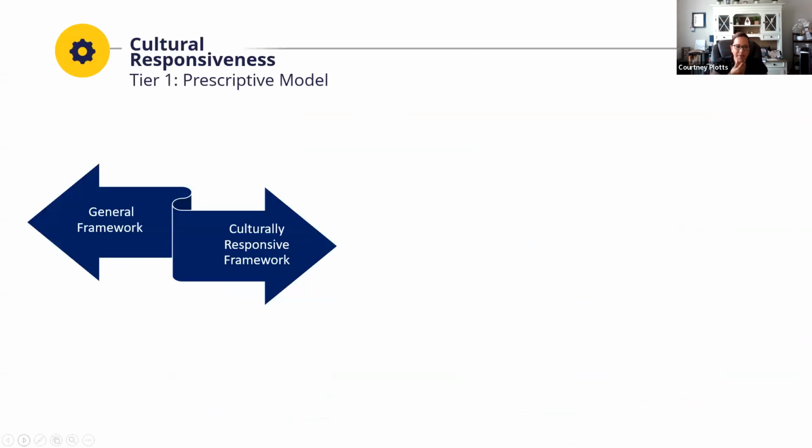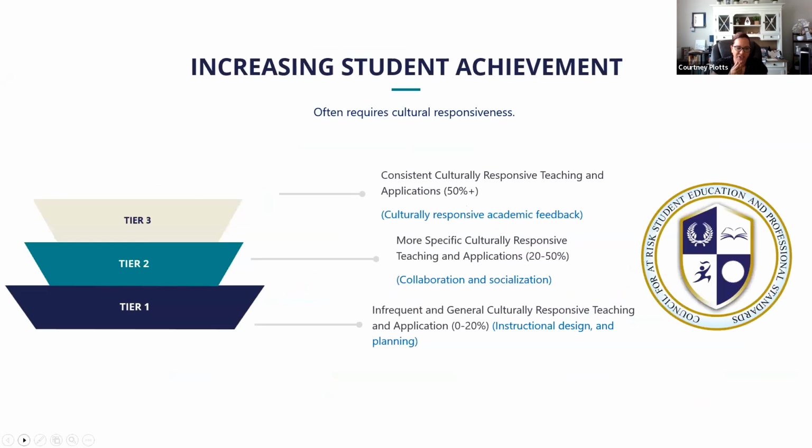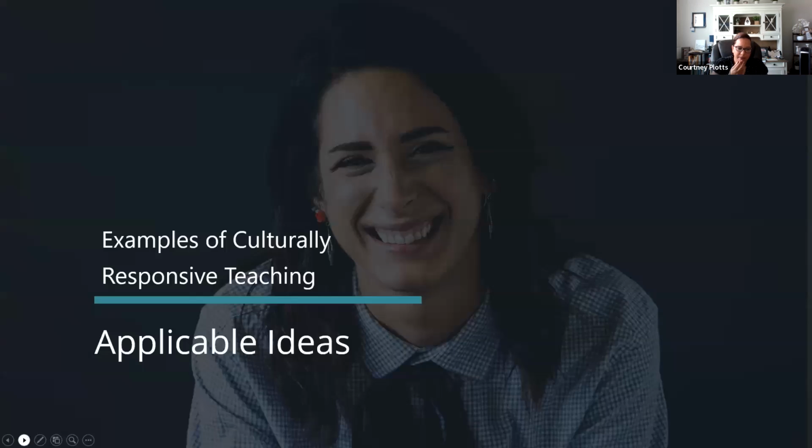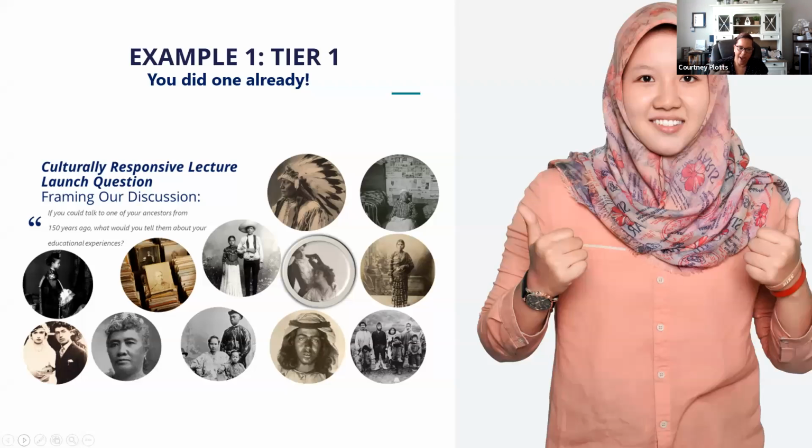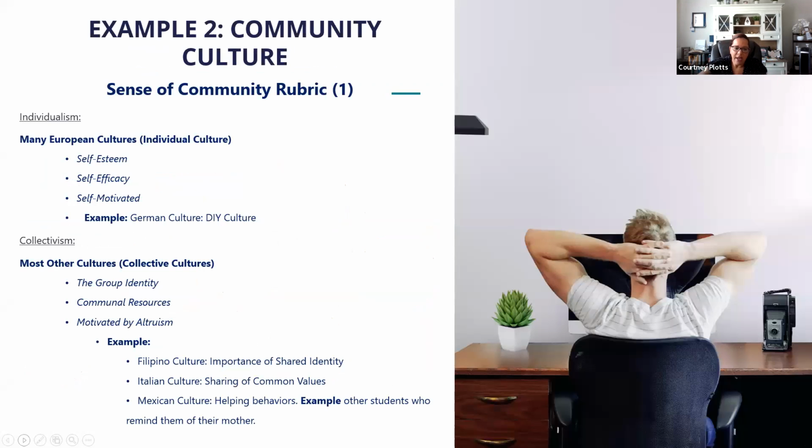So I'm going to skip a couple of these things because some of this just isn't relevant to you. I'm going to start to show you how we're actually going to do these things. We can break that down on a tier, and that's what I just showed you. For people who have a minimum level of acculturative stress, you can do something like the lecture launch we just did, right? So we're good there. Now, you can also do something called a sense of community rubric.